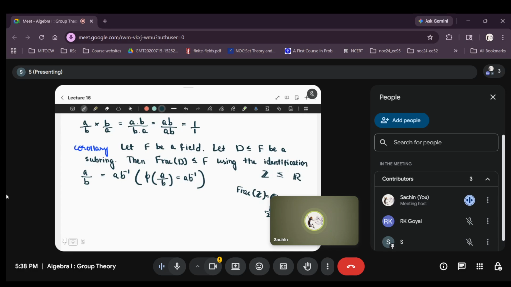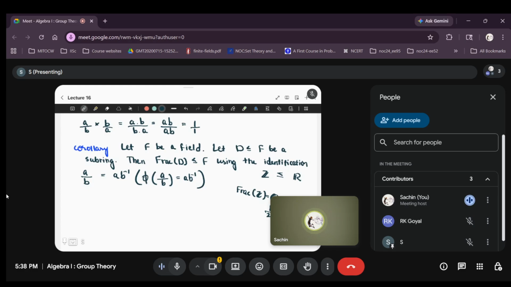Now is this clear now? Which one? Not P. There's a phi. The isomorphism.